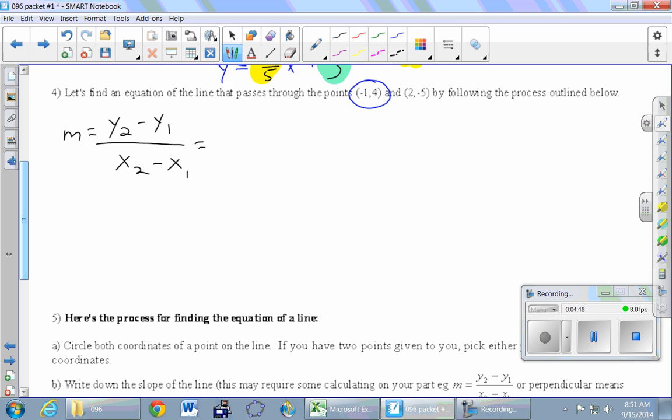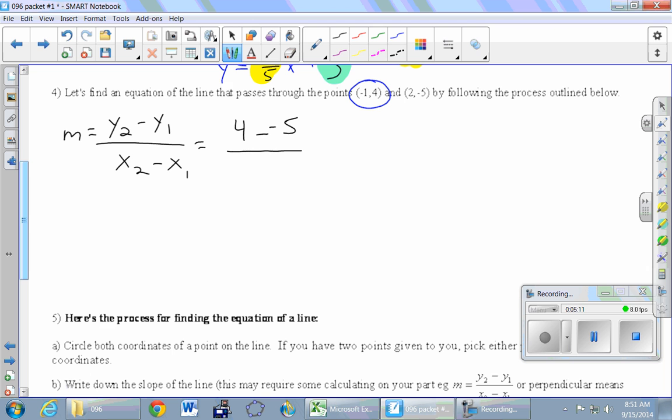So we know the slope is the change in y's on top over the change in x's on the bottom. And so we're just going to subtract. Now I've circled 1 point, but it doesn't matter which one is circled. We need to use both of those points up there. So upstairs, I'm going to do 4 minus -5. Be really careful about your negative signs and your subtraction signs. You got to have them all there.